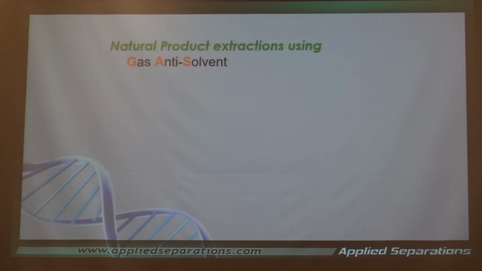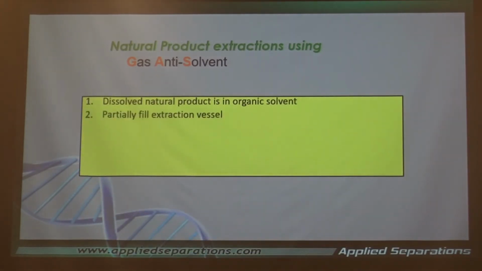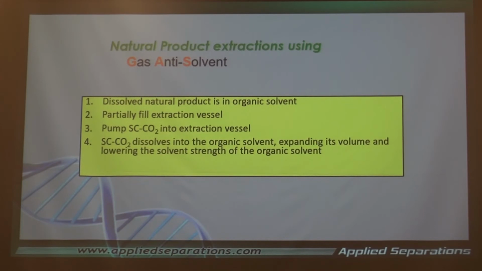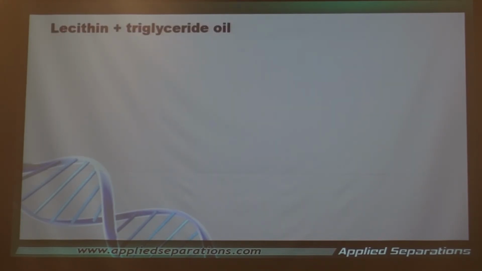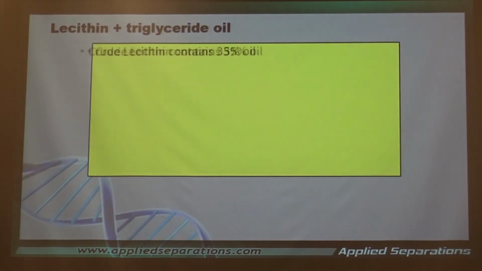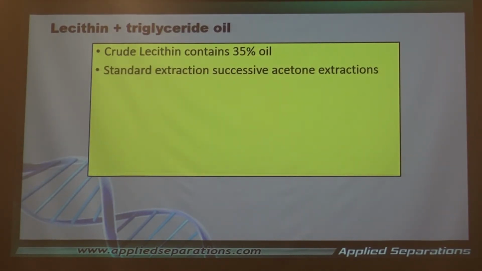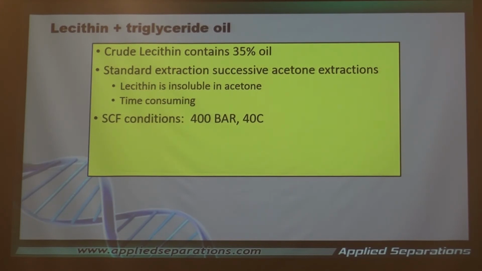You heard this term before, anti-solvent. Now this time what we're going to do is dissolve the natural product in a solvent because it's not soluble in the CO2. We're going to extract lecithin from the triglyceride oil. The triglyceride oils we saw are very soluble in CO2. Normally this is extracted with acetone, not a very good candidate from an environmental point of view. Lecithin is insoluble in the acetone and it's time consuming. And then we have these characteristics, the 40 bar and 40 degrees.